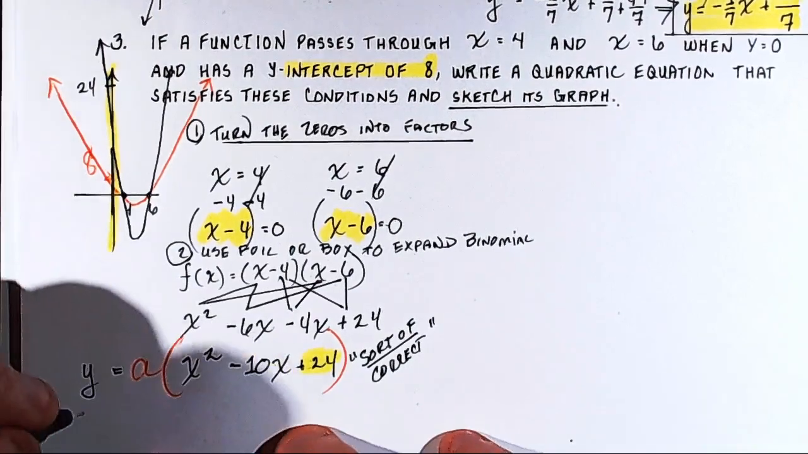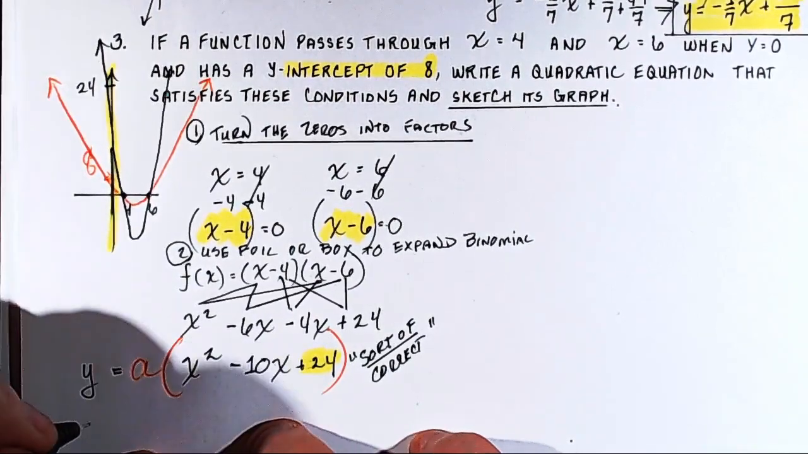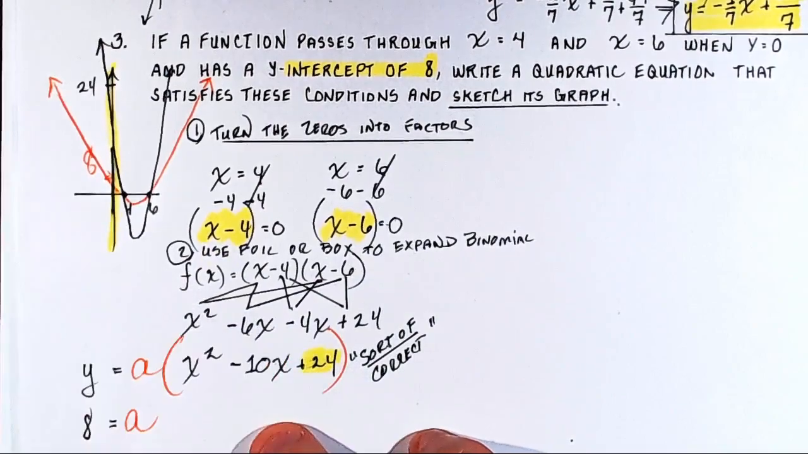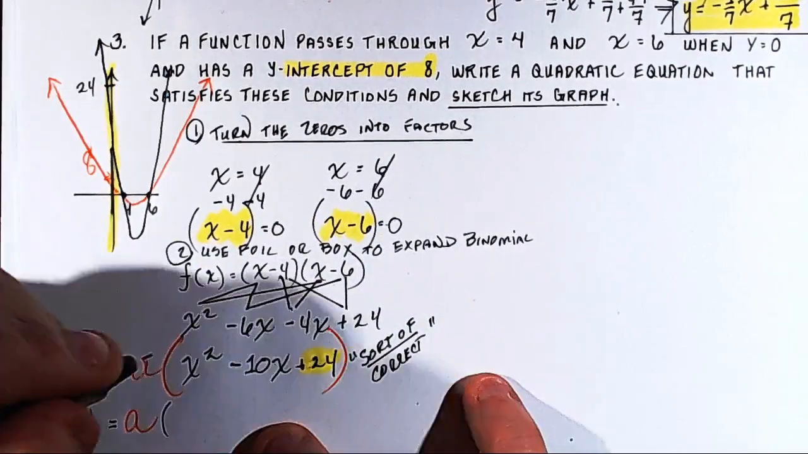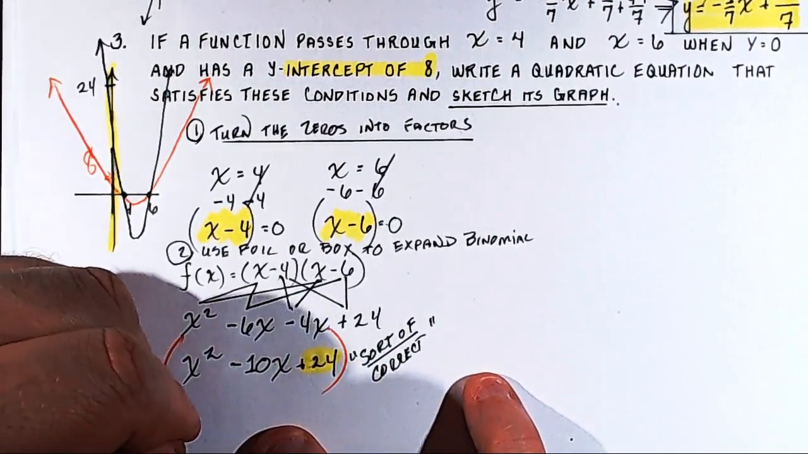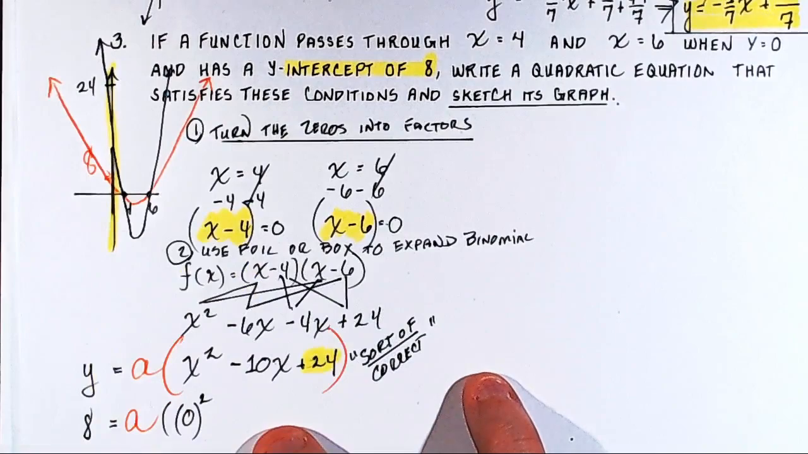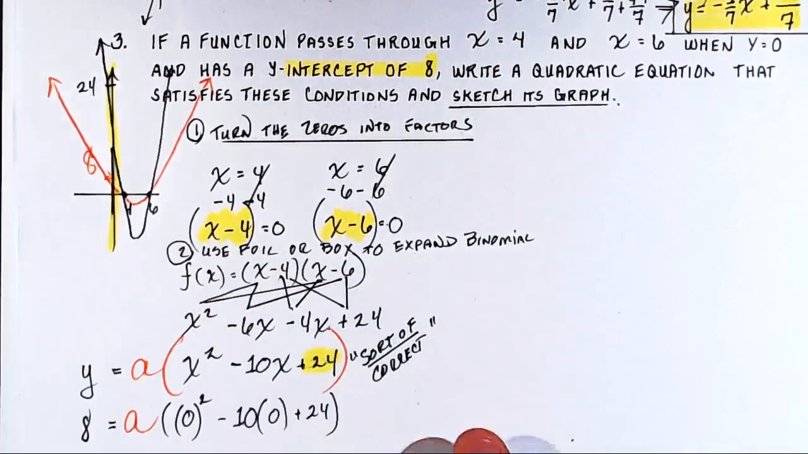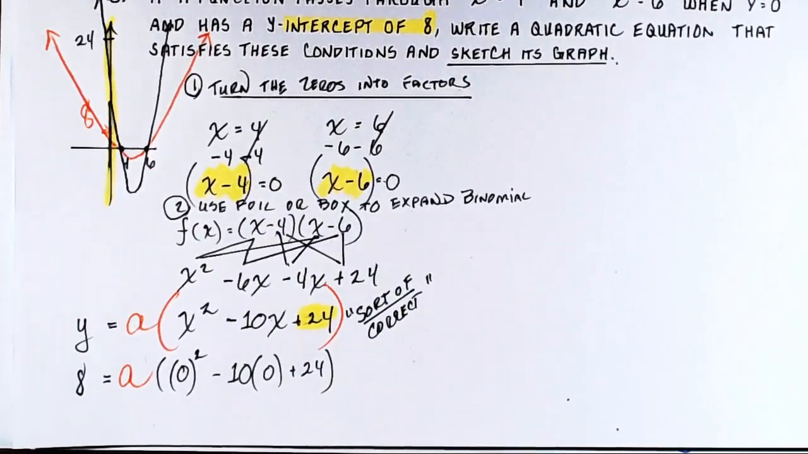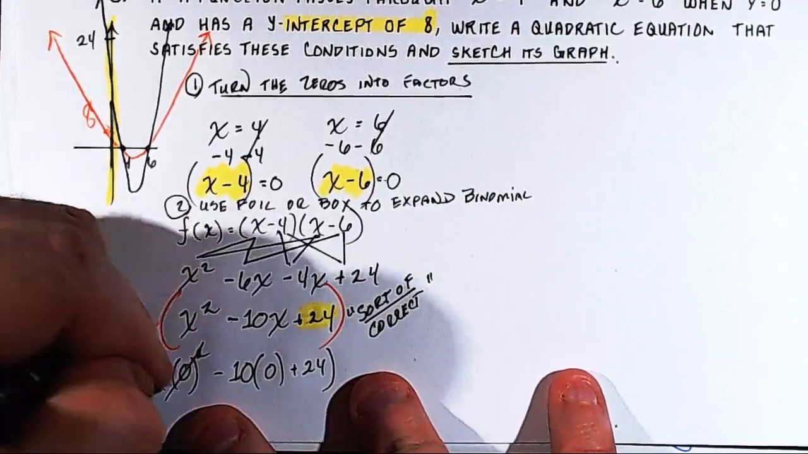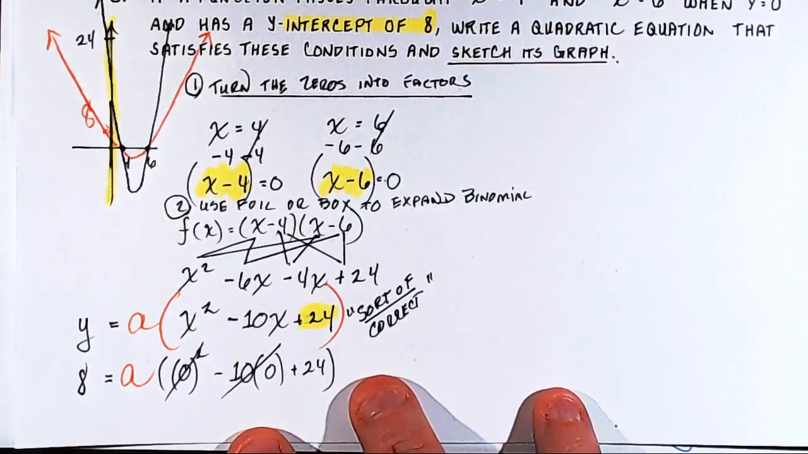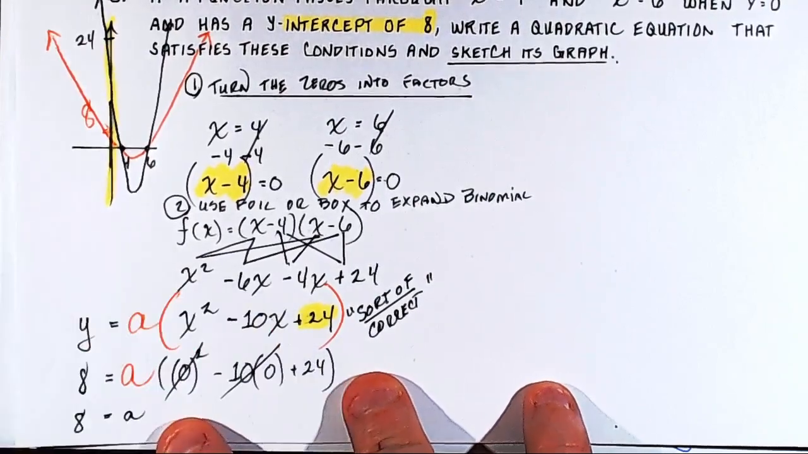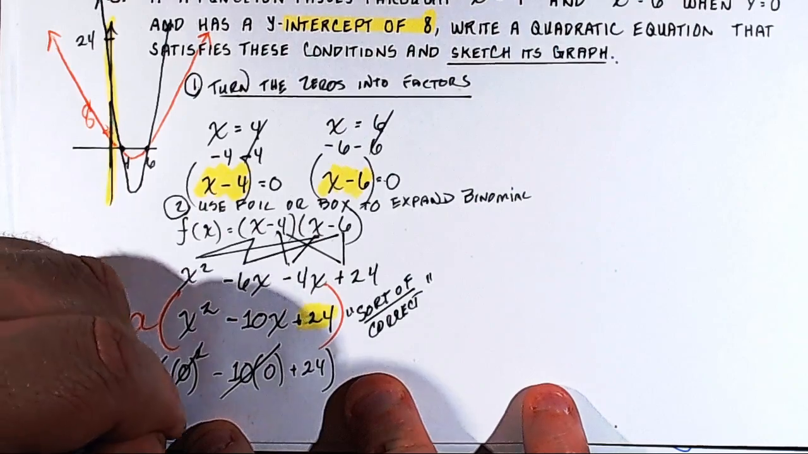That's one of the characteristics of a y-intercept. So what I'm going to do is rewrite this. I'm going to replace the y with an 8 equals, and remember what I'm trying to find is this a value multiplied by, substitute in a 0 everywhere you see an x, minus 10 times 0 plus 24. Okay, so now what? Well, 0 squared is 0. Negative 10 times 0 is 0. So I'm left with 8 equals a times 24.